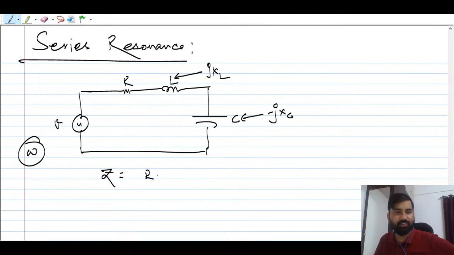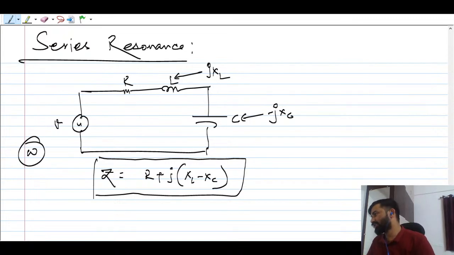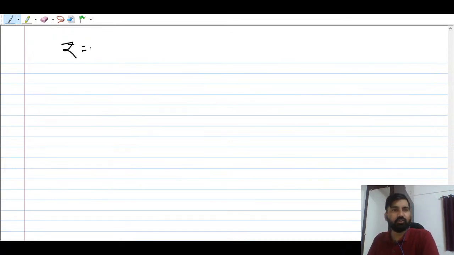So what is the impedance that you can have in this circuit? The impedance you can have in the circuit is R plus j times (XL minus XC). This is the impedance that you can have. I need not explain how we have got this impedance. You should be able to write it, because after all the elements are connected in series, right? So you can add them, right? That is what the thing is. So Z equals R plus j times (XL minus XC), and this is the net reactance that we have got, okay?